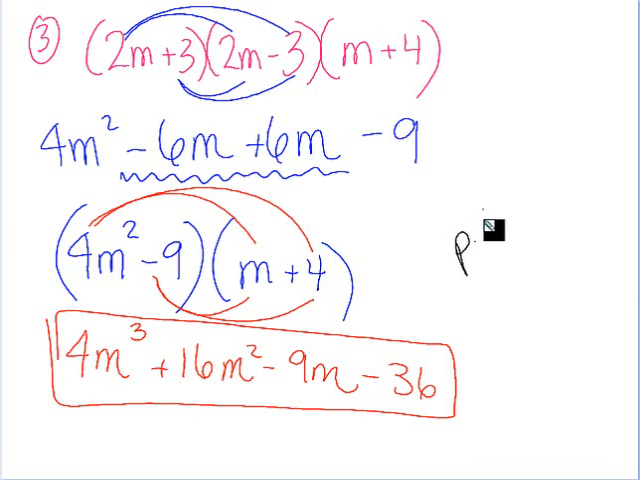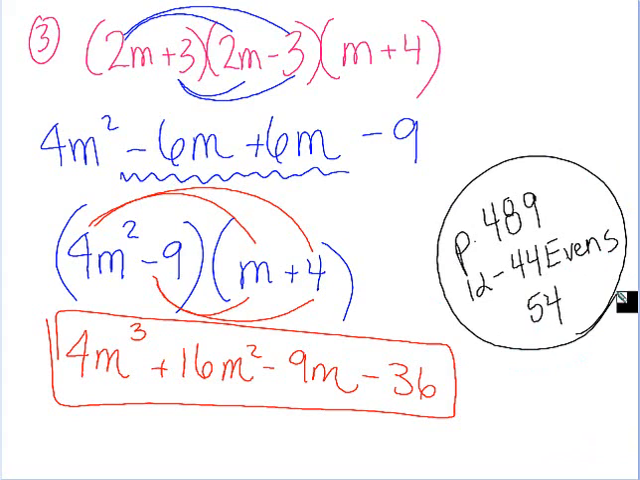All right, so for tomorrow, your assignment is going to be page 489. Yeah. You guys are going to get really, really good at multiplying these together. 12 through 44 evens, and then problem 54.